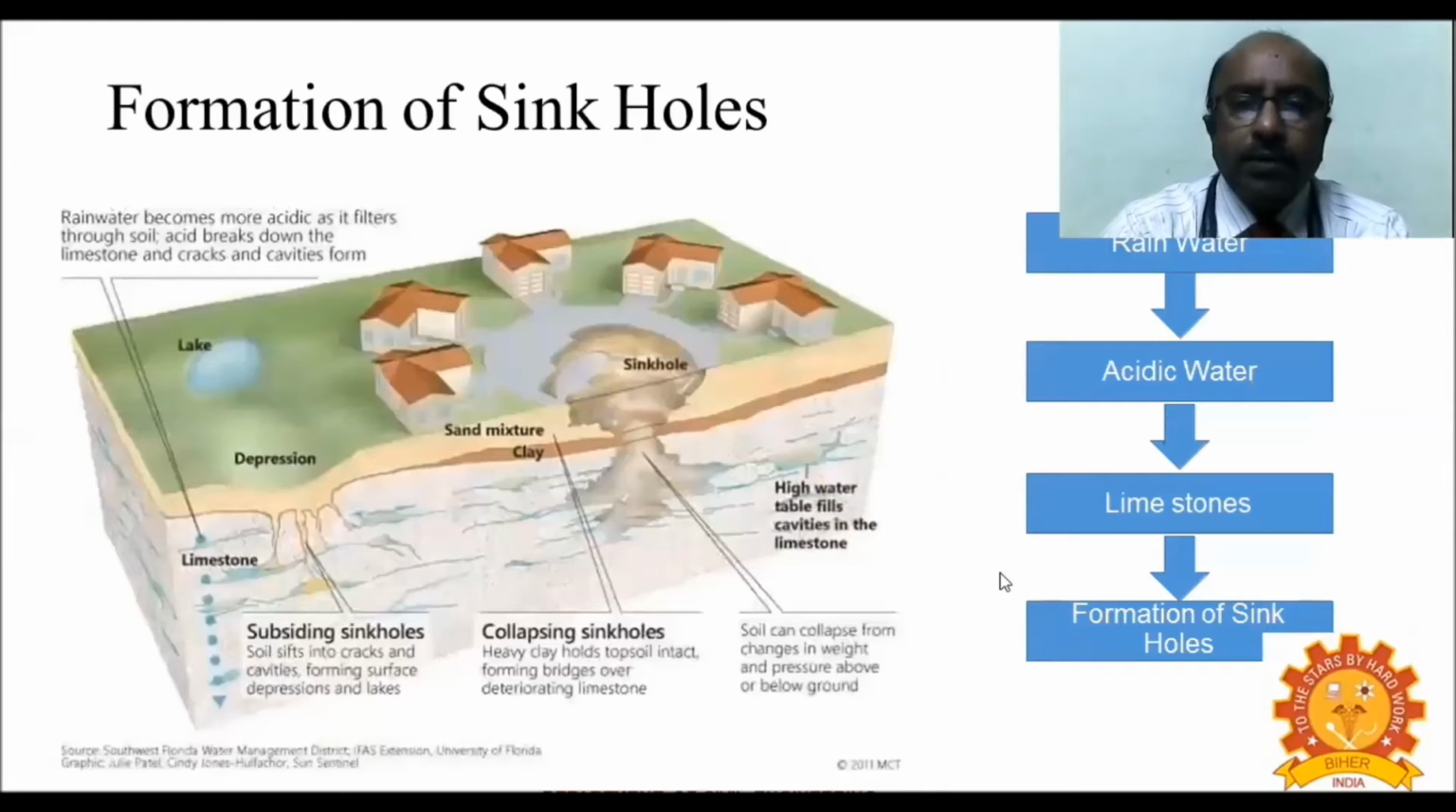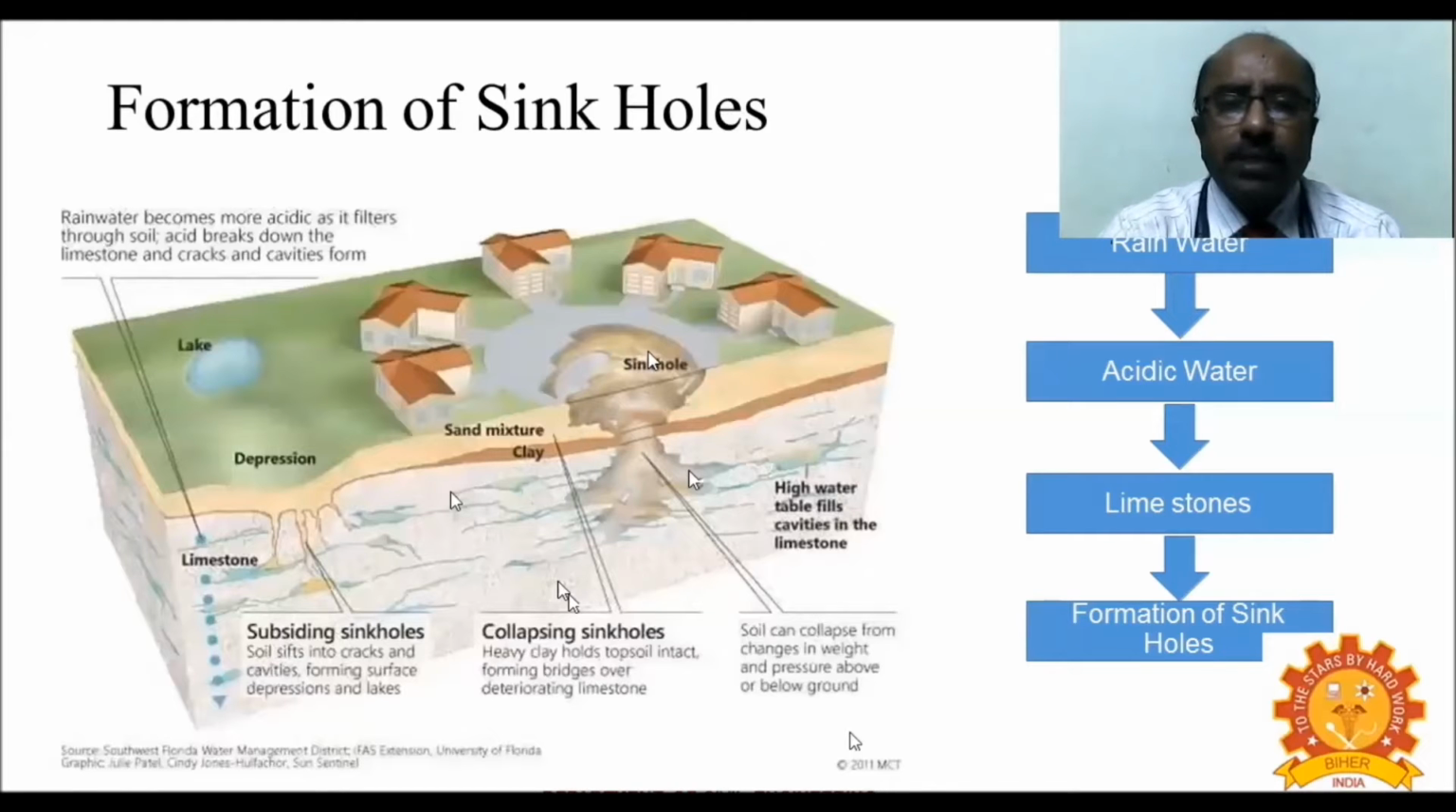Why is it happening? The reason behind the formation of a sinkhole is this. We can have rainwater which is acidic, and if the ground has any limestone, then slowly the acidic water reacts with the limestone and leaching takes place. That is, movement of the soil along with the water takes place through the cavity and it slowly forms a bigger sinkhole.